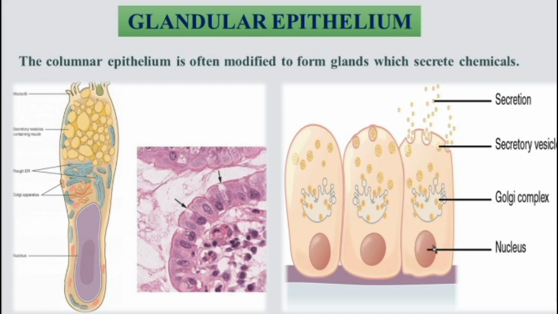complex and the nucleus at the base, producing and secreting the chemicals, so it is called glandular epithelium. Glandular epithelium looks columnar, built on the structure of columnar epithelium. It is modified to form glands. It secretes chemical substances, so it is called glandular epithelium.